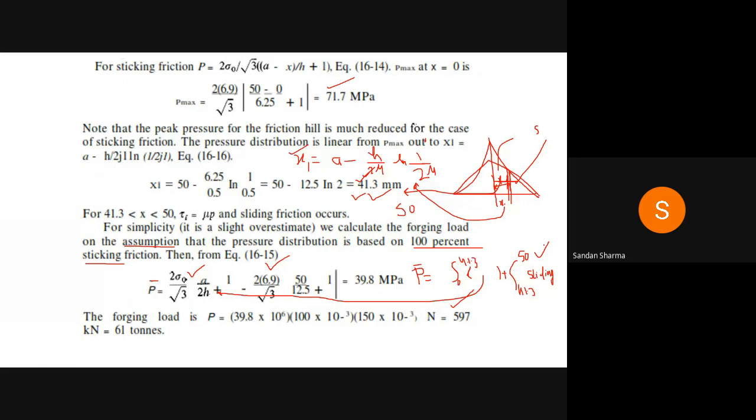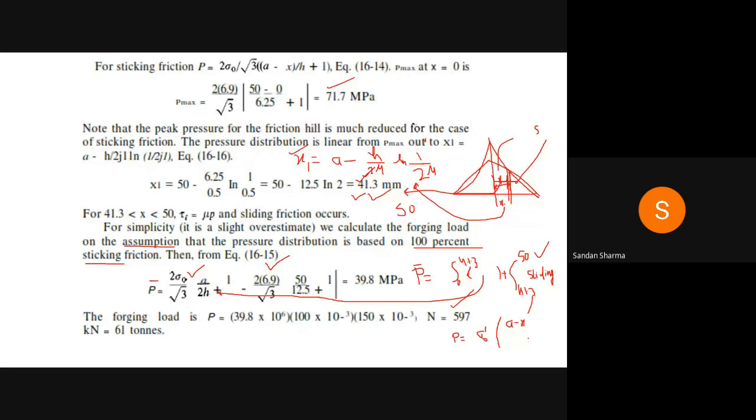Yes, here you can put P value will be, you go to the derivation, then it will be more clear. Sigma naught dash, A minus X, no, it is for that condition, sigma naught dash, then it will be like P dx.